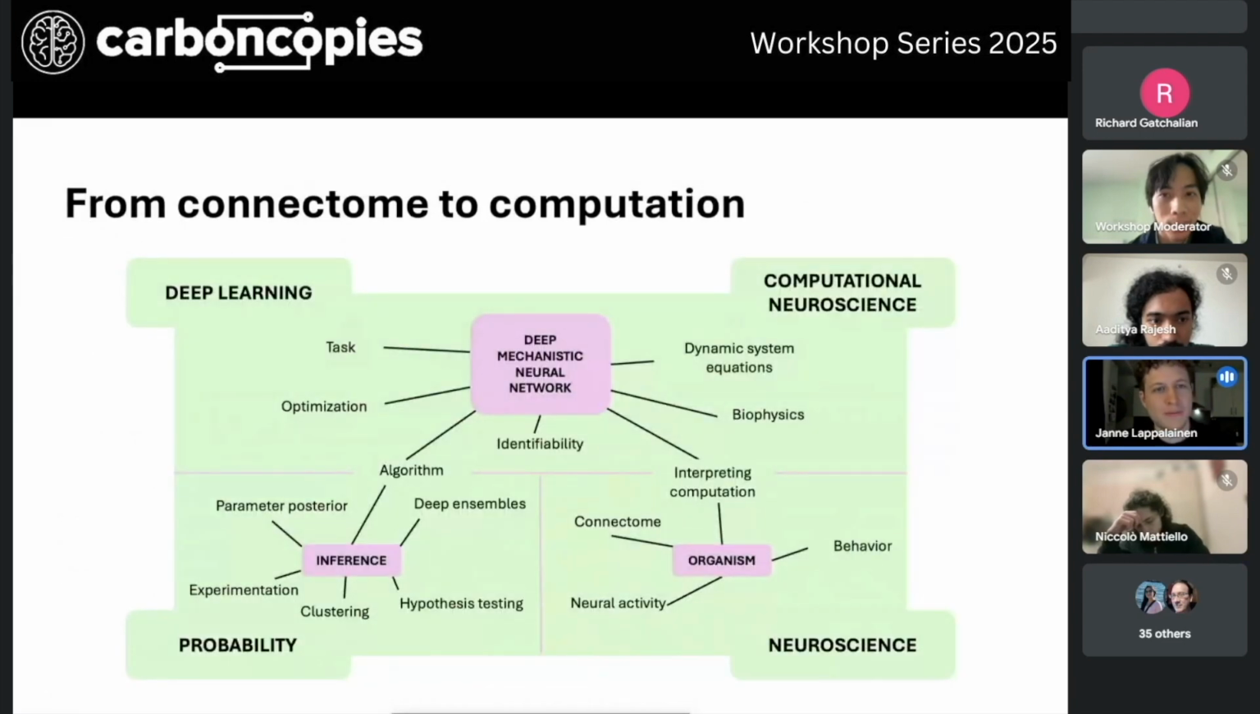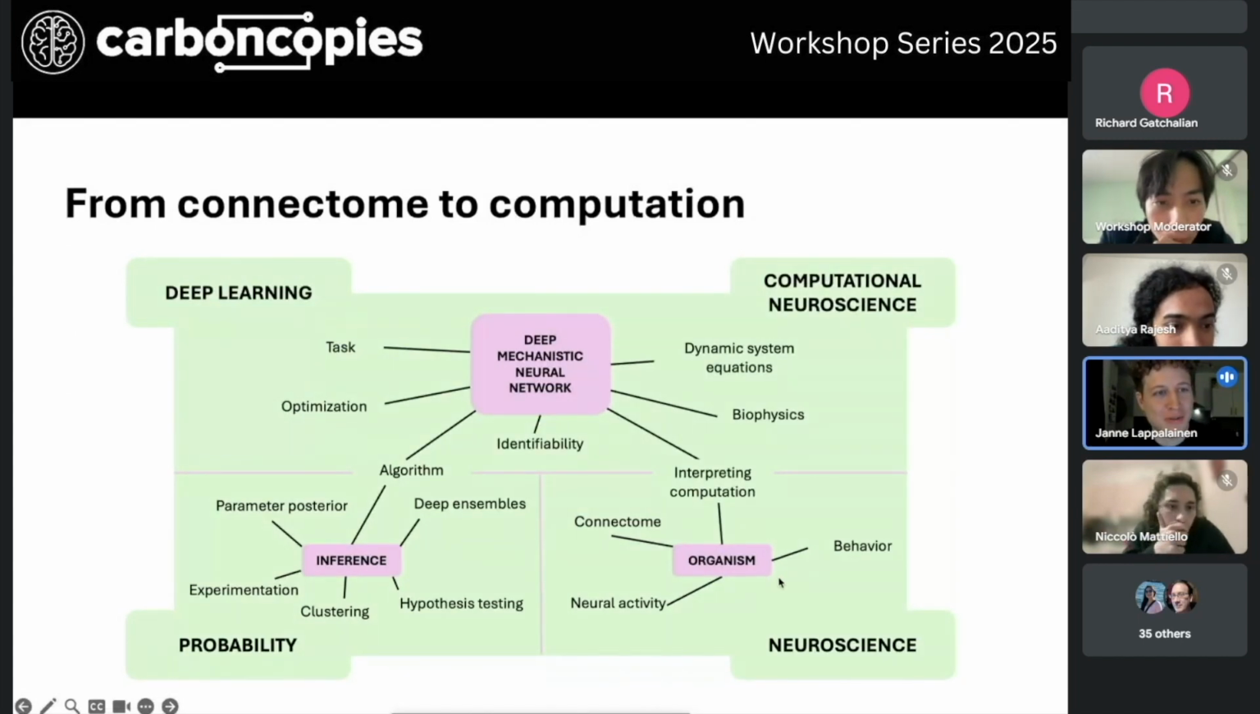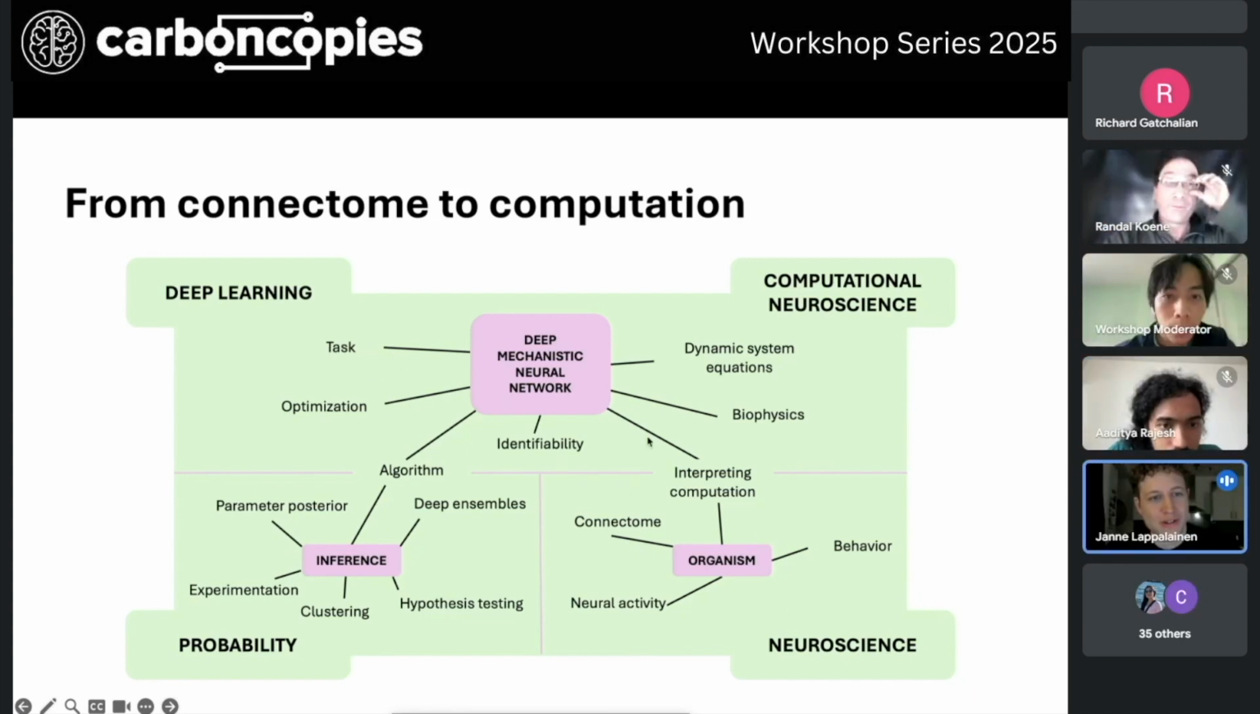I think generally, I made this quick brain dump mind map of this whole framework, which combines deep learning, computational neuroscience, probability theory, and neuroscience in some ways. So we have this deep mechanistic network in the center, and we want to interpret the computation of an organism and predict those computations, using various measurements. And then there are all these methodological and conceptual portions that play into it.